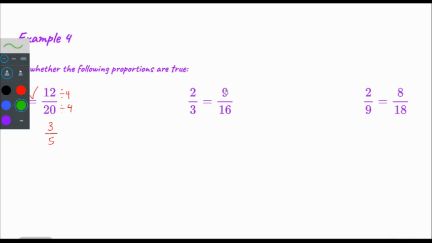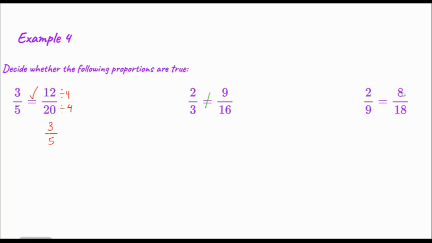2/3 and 9/16. Well, 2/3 can't be simplified, and that's why I started with 12/20. 3/5 can't be simplified, but neither can 9/16. Well, if they can't be simplified, that means they can't be equivalent. If they can be simplified, there's at least the chance they are, but these won't be equivalent. So let's go ahead and look at our last problem.